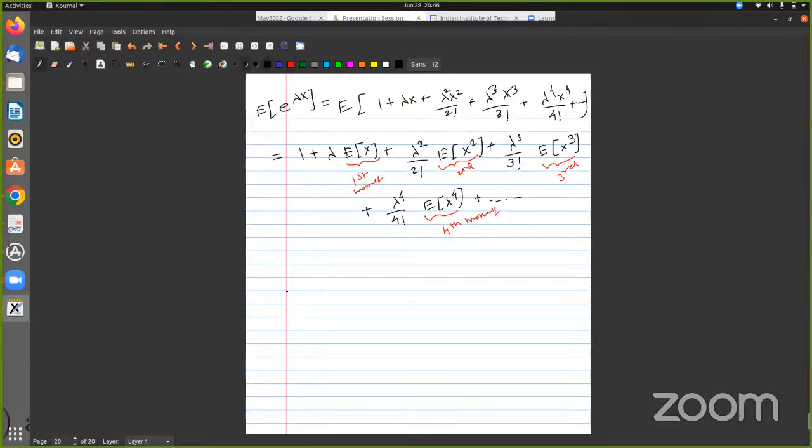Now I know that the expectation of e to the power lambda x for a normal random variable is e to the power lambda square 9 by 2. So how can I write this expansion? 1 plus lambda square 9 by 2 over 1 factorial, and the 2 factorial is the same, but okay, fine. I'll write it in this fashion. Is it okay?